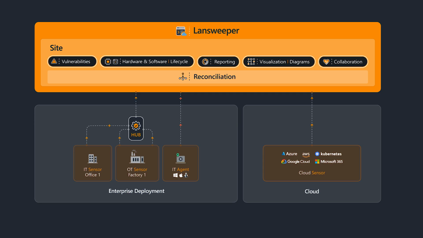Aside from that, we also have an agent. Agent, as you might be well aware of, is just a piece of software that you install on a specific endpoint, and that retrieves the information for you. Last but not least, we also have a cloud sensor, which is similar to the other sensors, the IT and the OT sensor. It's what we use to do the discovery part of things.